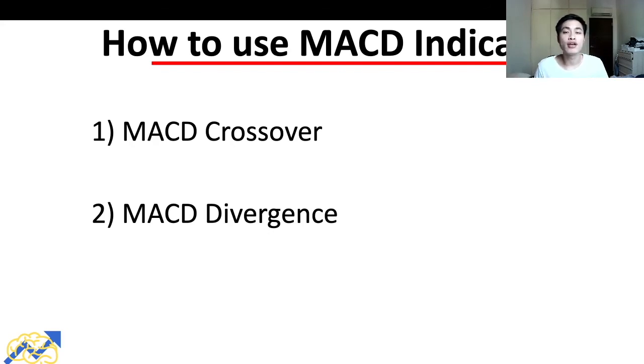So to recap, in this video, I've shared with you what is the MACD, how to read the MACD by taking a look at the three main things that go inside the MACD indicator. That is the MACD line, the signal line, and the histogram. And the next thing I shared with you is how to use the MACD indicator in the stock market. And for that, I shared with you two strategies that you can use in the stock market using the MACD indicator.